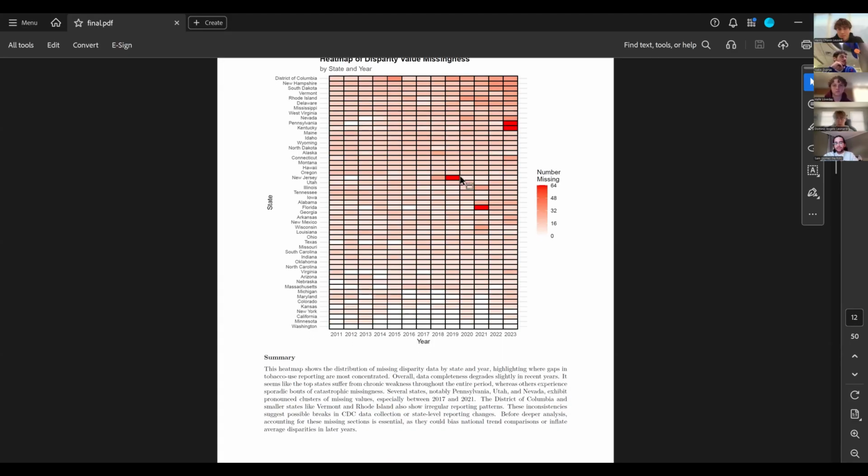We also see that these bright red values, if the number missing is 64, meant that they didn't report any data for any of the demographic groups that year. And we see that that only occurs 4 times in these dark red areas.